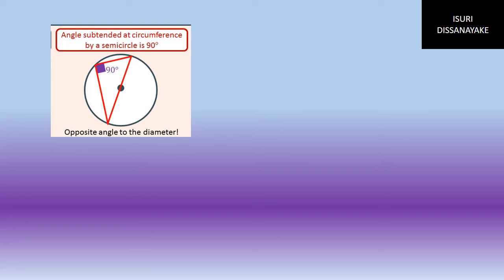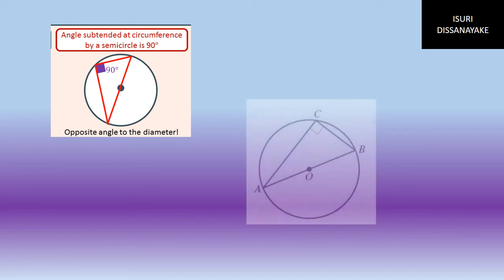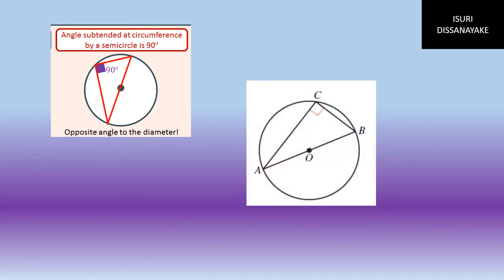The next circle theorem that we discuss is: the angle subtended at the circumference by a semicircle is 90 degrees. So here the semicircle means the diameter. The angle that is created from the diameter to the circumference is 90 degrees. The diameter is AB and the angle created from AB to the circumference is C. So that is 90 degrees.